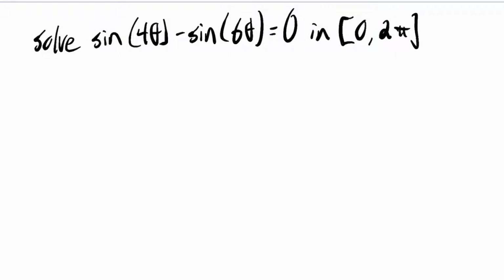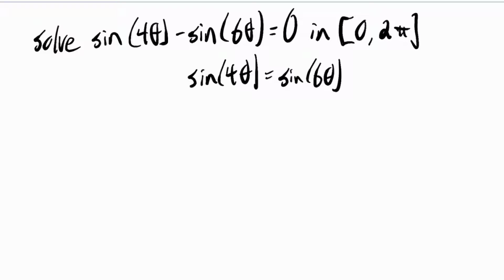Okay, in this video, we're going to be solving a trigonometric equation in the interval 0 to 2 pi. Now, because this is written as a difference, if I wanted to try, I could start by adding sine of 6 theta to both sides. I could say, oh, well, sine of 4 theta equals sine of 6 theta. You could try applying the sine inverse function to both sides, but you're going to run into issues. You're not going to be able to get all the solutions this way.